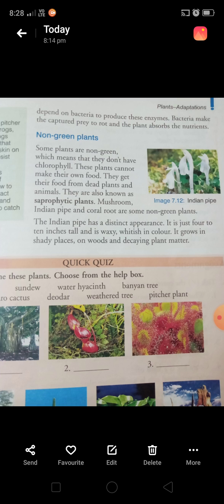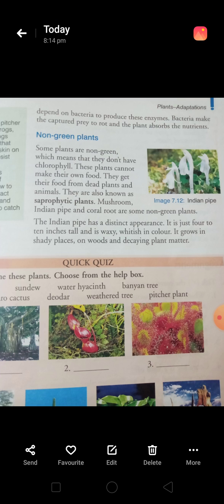Next we will learn about non-green plants. Non-green plants look like plants but they don't have chlorophyll pigment in their leaves, just like other green plants have. We know that green plants can manufacture their own food, but these non-green plants cannot make their own food. They get food from dead plants or animals.